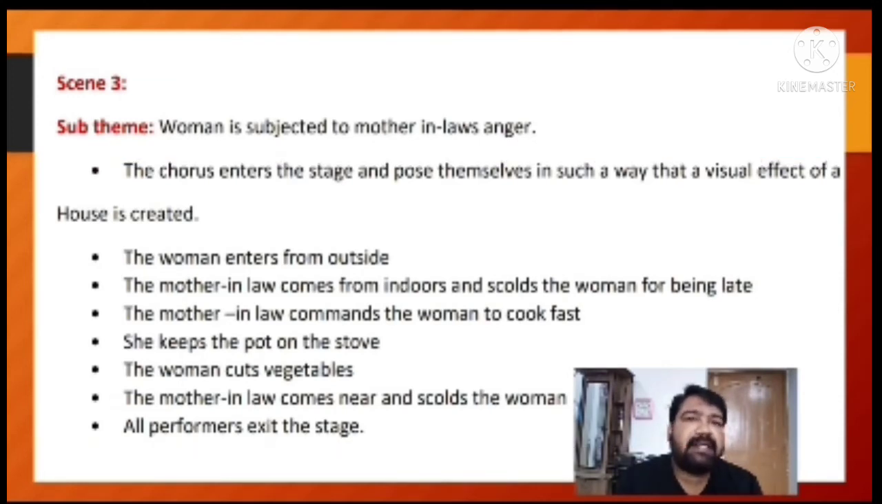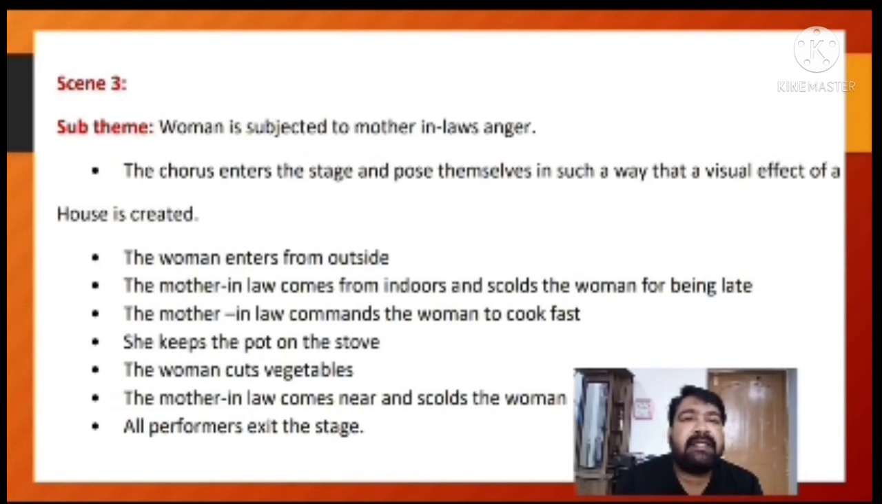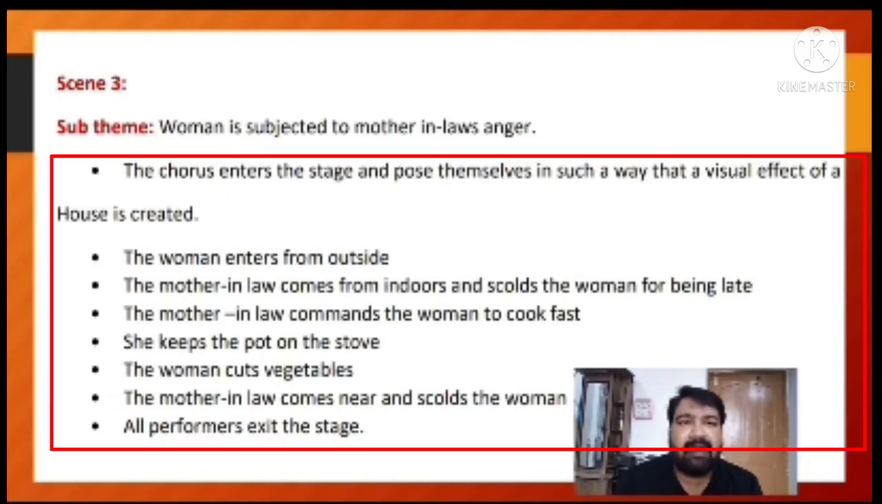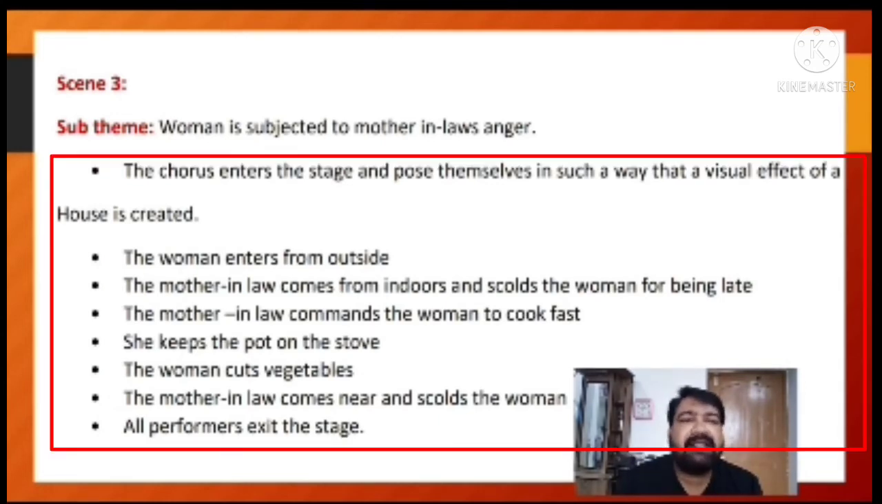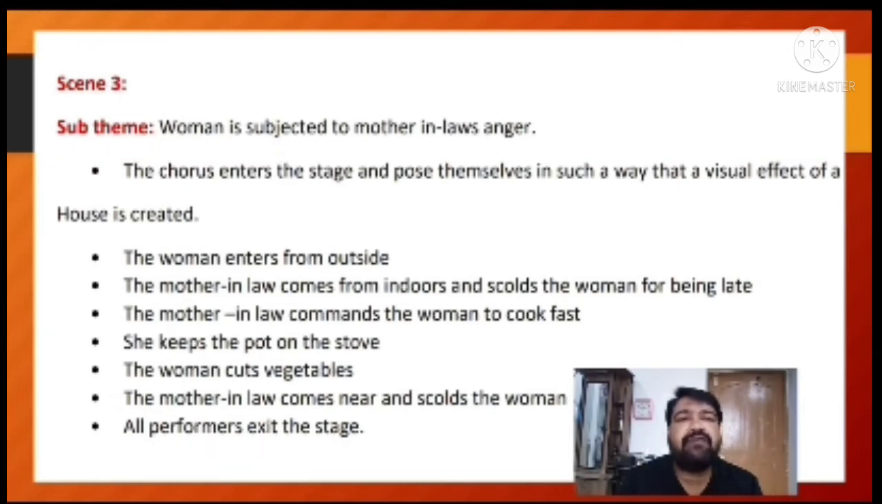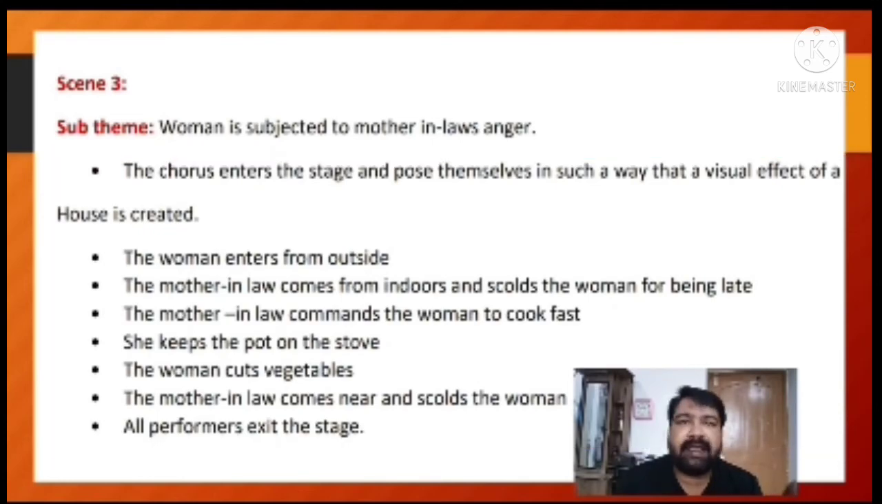After that, the mother-in-law comes from indoors and scolds the woman for being late. Then the mother-in-law commands the woman to cook fast. After that, she keeps the pot on the stove. She means here the woman. Then the woman cuts the vegetables. After that, the mother-in-law comes near and scolds the woman. Then all the performers exit the stage. This is the scene 3 sub-theme.